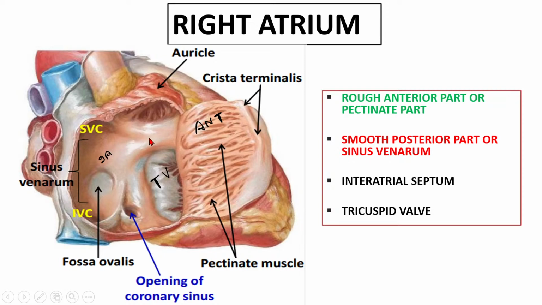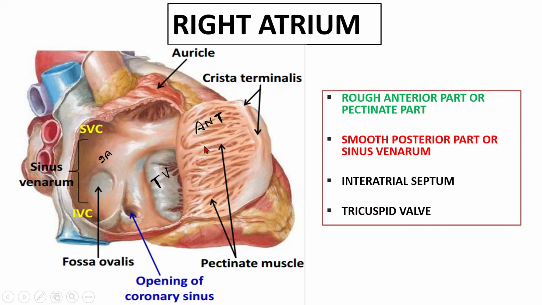And these two parts of the right atrium, the anterior rough and posterior smooth part, are separated from each other by this rough ridge, which is named the crista terminalis. This crista terminalis is located just beneath the sulcus terminalis, which was present on the external surface of the heart.